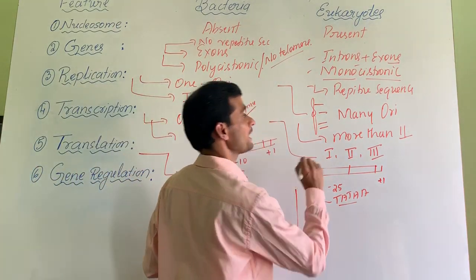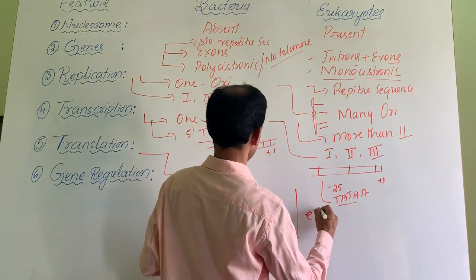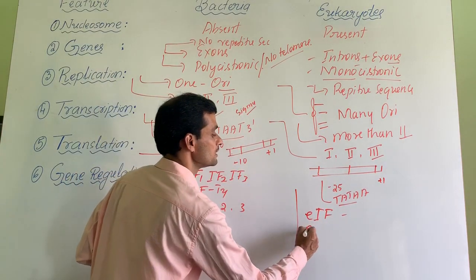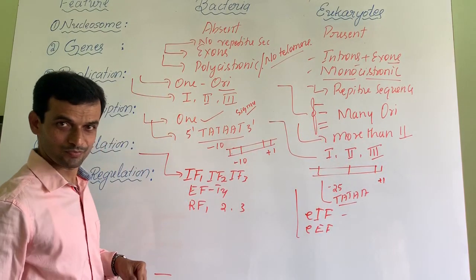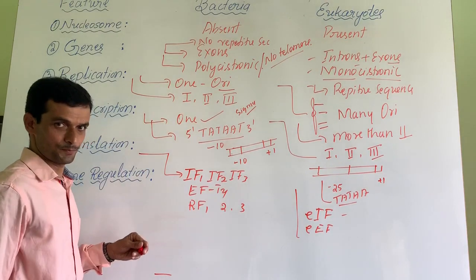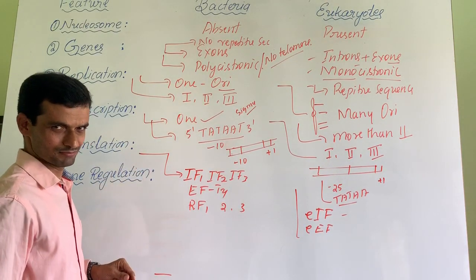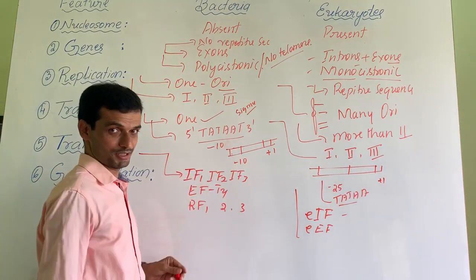Eukaryotes have a different type of proteins, different type of factors. You have to say eukaryotic initiation factors, there are more than 11 factors. Eukaryotic elongation factors, eukaryotic release factors. These factors are very unique at molecular level. So the translation process is the biosynthesis of protein. It involves 3 steps: initiation, elongation, termination. But the factors will be different.